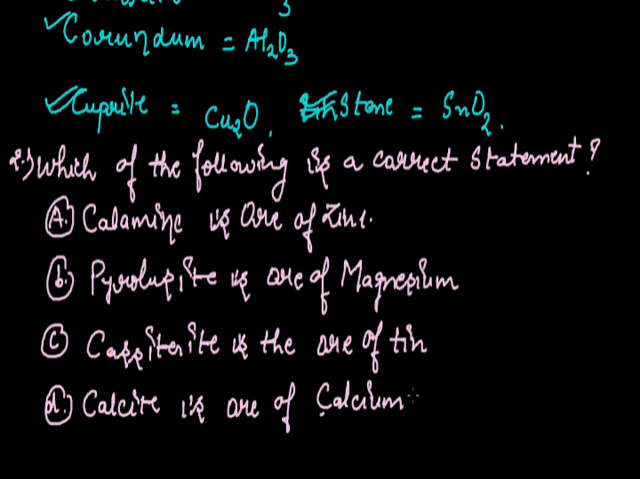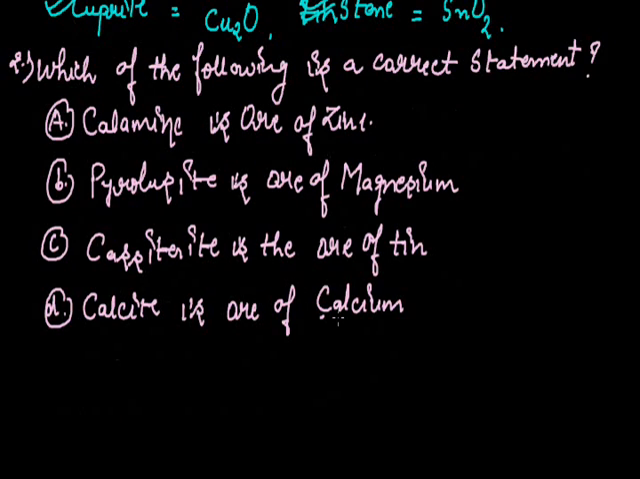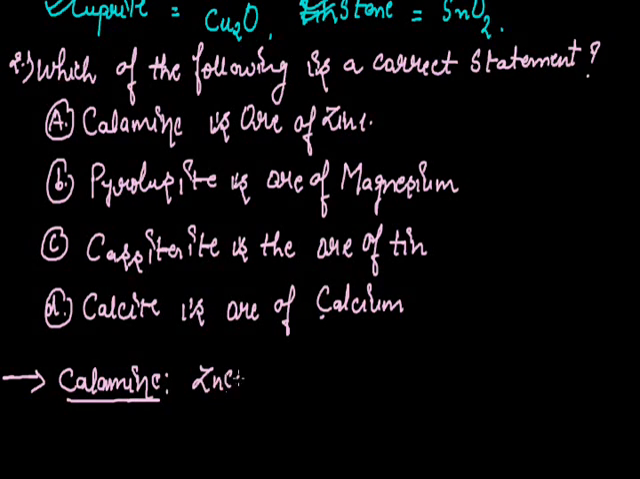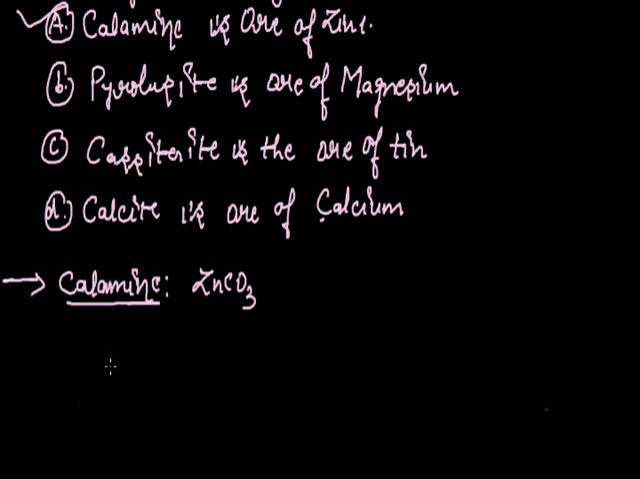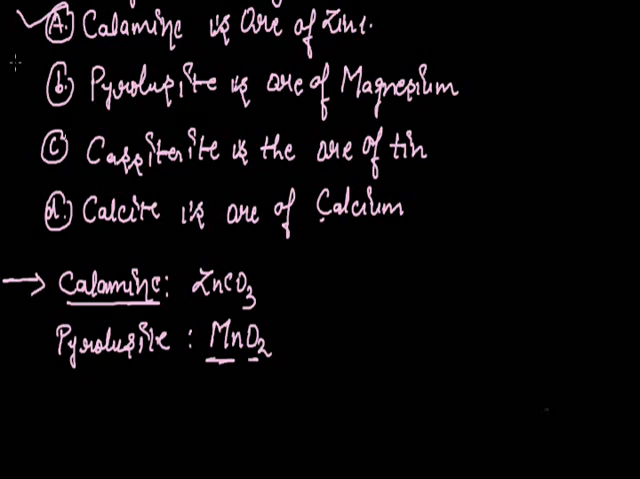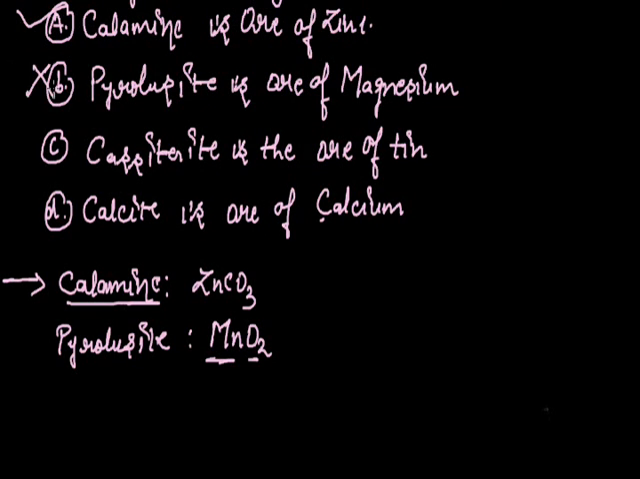So let us check the formula of all these ores, whether they are correct or not. Calamine, it's given in a statement, it's an ore of zinc. The formula of calamine is ZnCO3. That means it is a correct option. Now we'll see pyrolusite is an ore of magnesium. Pyrolusite is MnO2. This is an ore of manganese and oxygen. So here the metal present is manganese, not magnesium. That means this is not a correct statement.